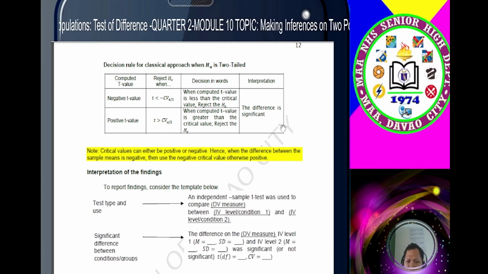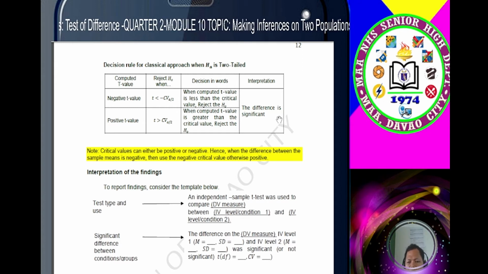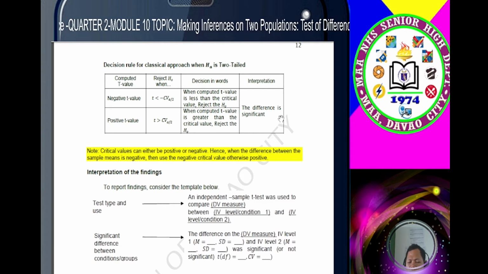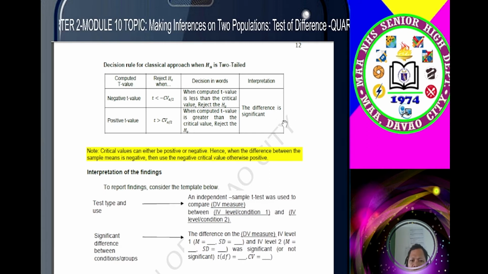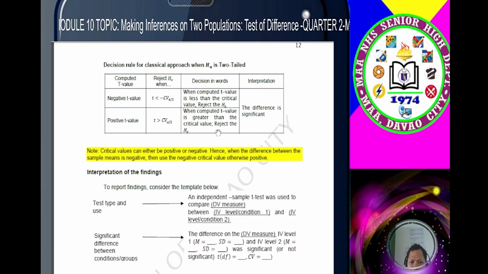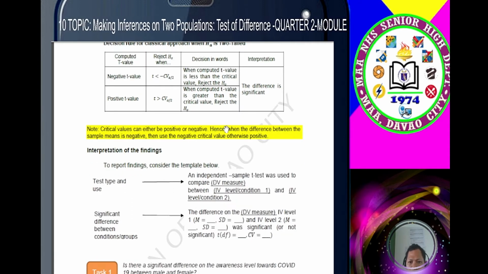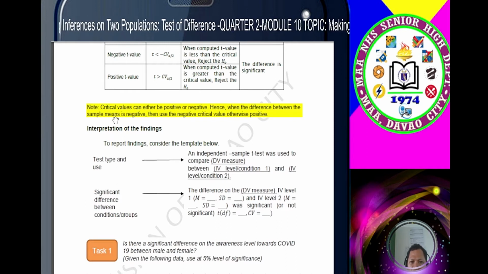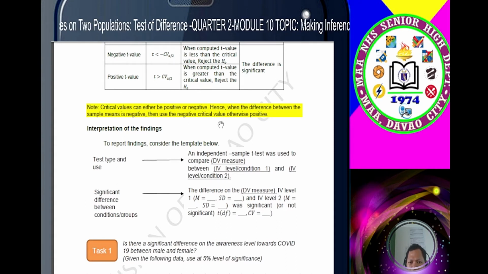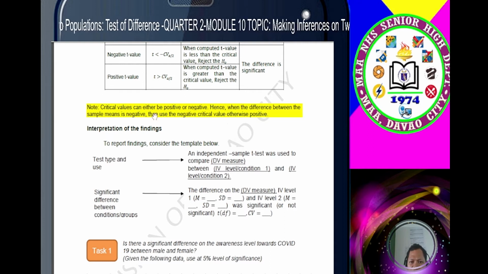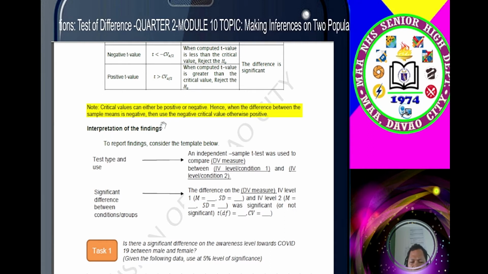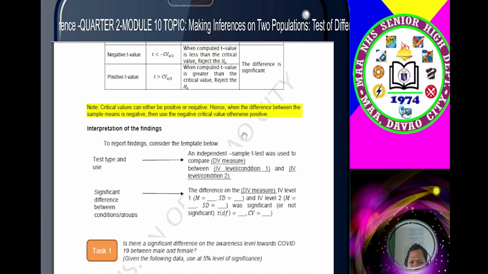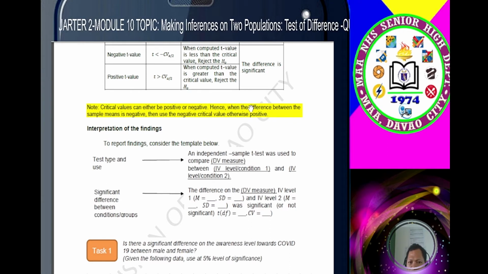So if you use the JAS software, you just look at the p-value. If the p-value is less than 0.05, it means our t-value is significant. Okay? So note, critical values can either be positive or negative. Hence, when the difference between the sample means is negative, then use the negative critical value. Otherwise, use the positive. Okay, so take note of that in the table.